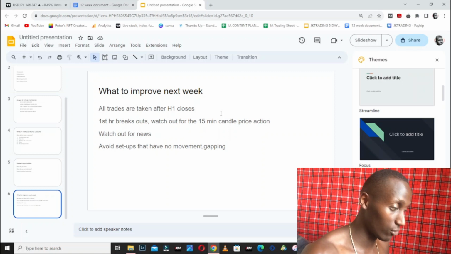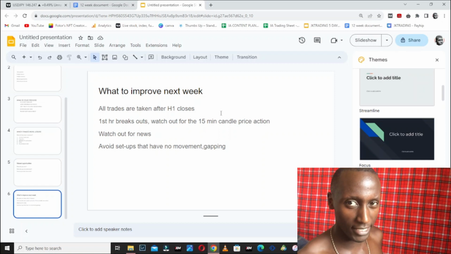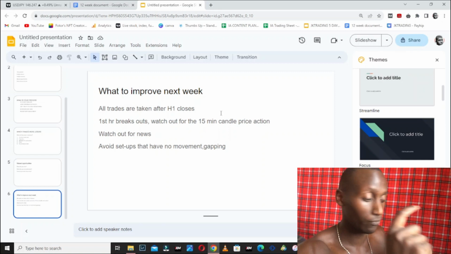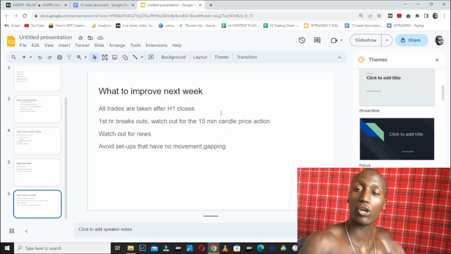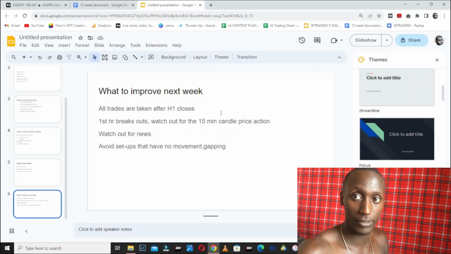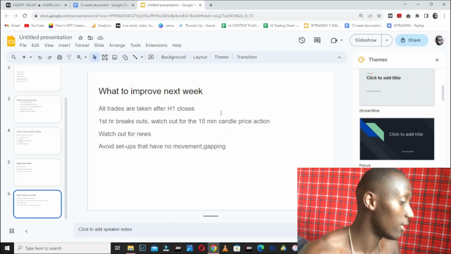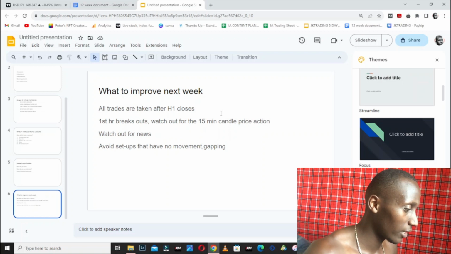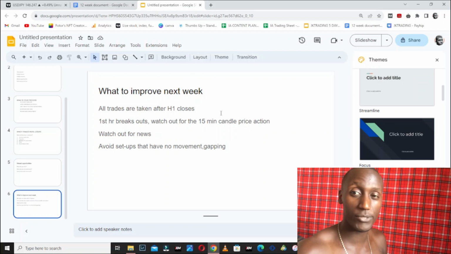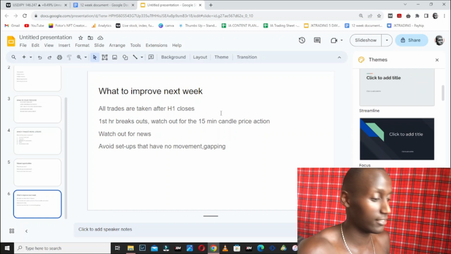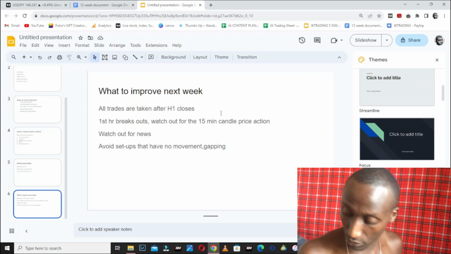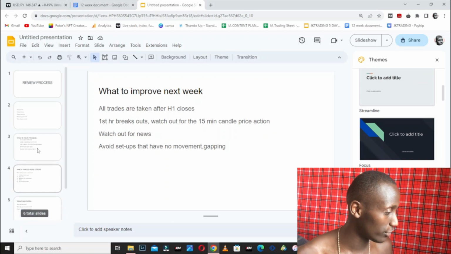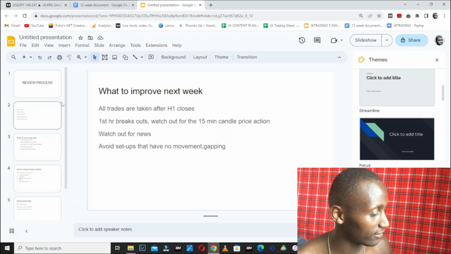When the first hour breaks out, then you should watch out for the price action in the 15-minute time frame so that you don't get caught in the wrong move in the 1-minute time frame. You get tunnel vision when you start looking at only one time frame. Again, watch out for news and avoid the setups that have no movements, or they are just giving you the dashes and the gaps. Scrap that trade. And that's basically what the review process is.